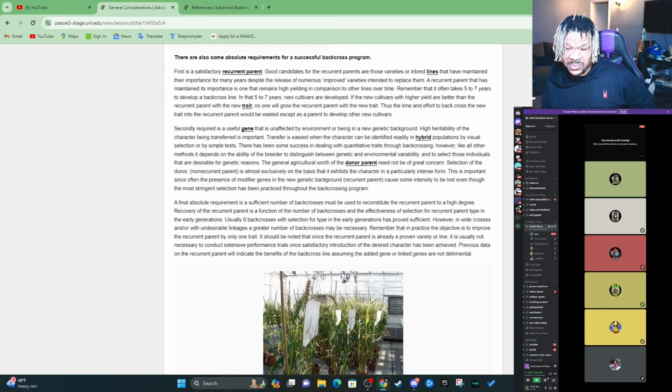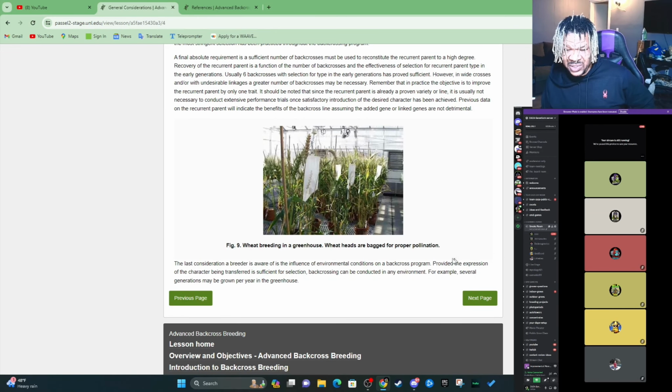Remember that in practice, the objective is to improve the recurrent parent by one trait only. It should be noted that since the recurrent parent is already a proven variety or line, it is usually not necessary to conduct extensive performance trials. Once satisfactory introduction of the desired character has been achieved, previous data on the recurrent parent will indicate the benefits of the backcrossing line, assuming the added gene or linked genes are not detrimental.